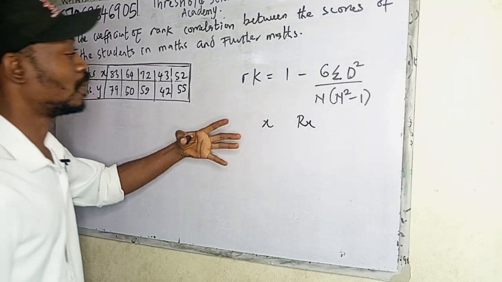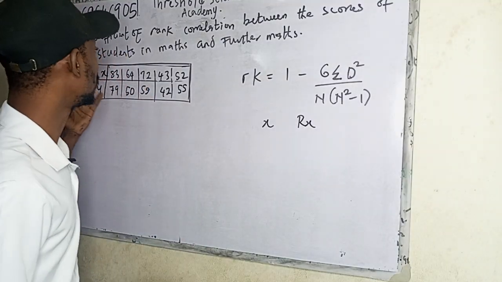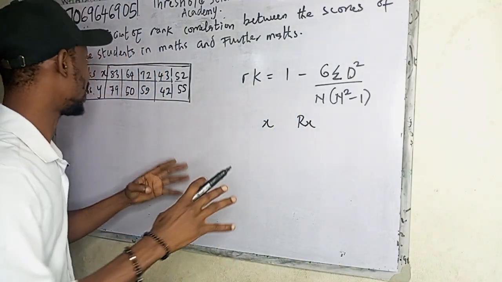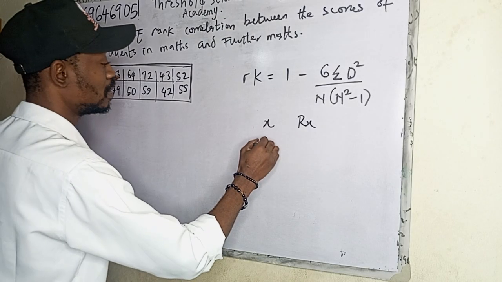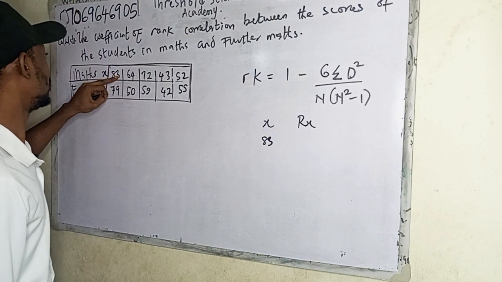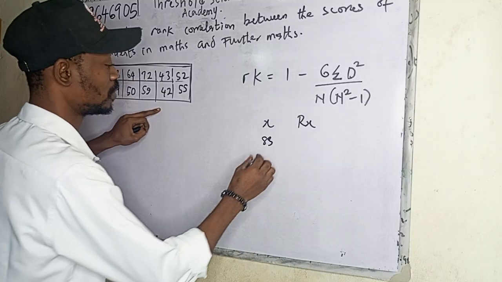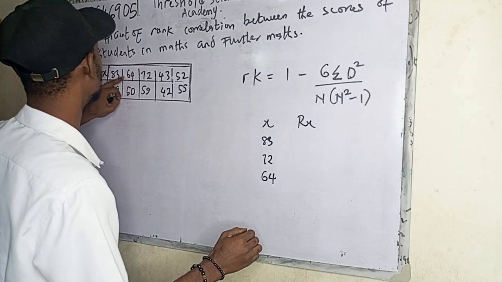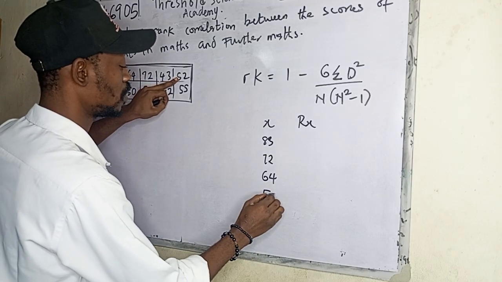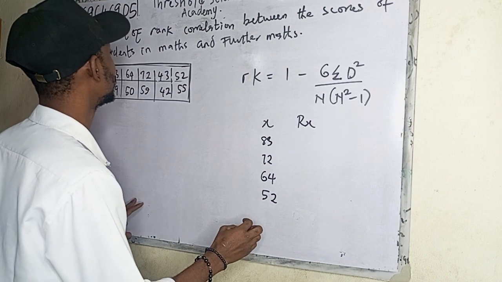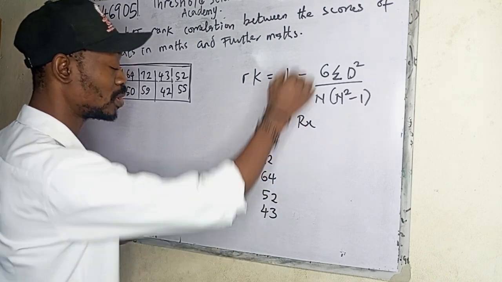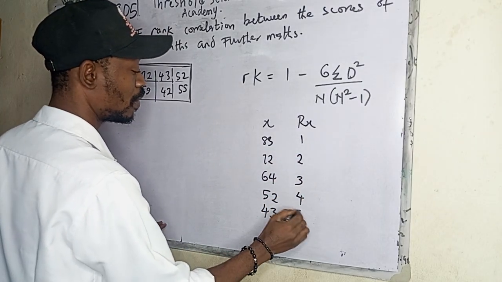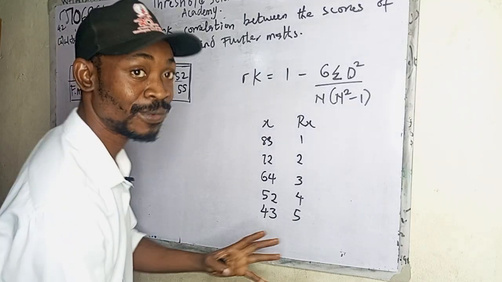So I have X now, and I'm going to be ranking X. How do I rank? What I do is I write all the scores of X in descending order. That means from the biggest to the smallest, or from the highest to the lowest. 83 is the highest figure for mathematics, then followed by 72, and then followed by 64, then followed by 52, and then the least score for mathematics is 43. Okay, I'm just going to assign numbers to them chronologically: 1, 2, 3, 4, and 5. Then I can go and rank now.